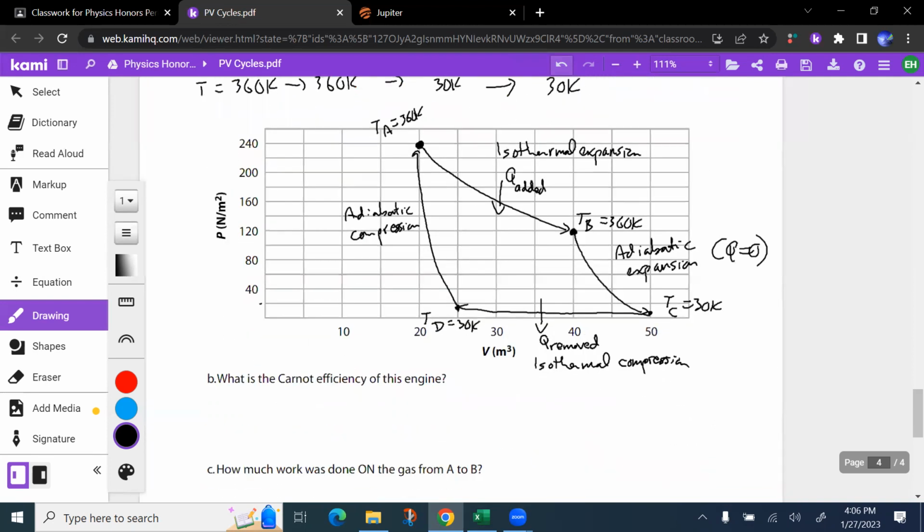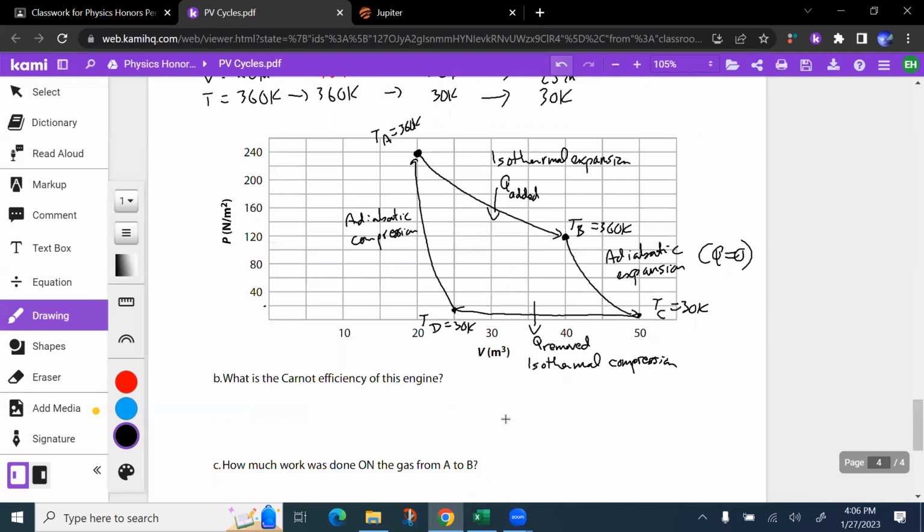All right, so what's the Carnot efficiency of this engine? Well, we can find the Carnot efficiency by going 1 minus Tc over Th, meaning the Carnot or maximum theoretical efficiency is based on the high and low operating temperatures of the engine, not the heat in and out of the engine. So we're going to go 1 minus. Now the lower temperature would be 30 Kelvin. The higher temperature is 360 Kelvin.